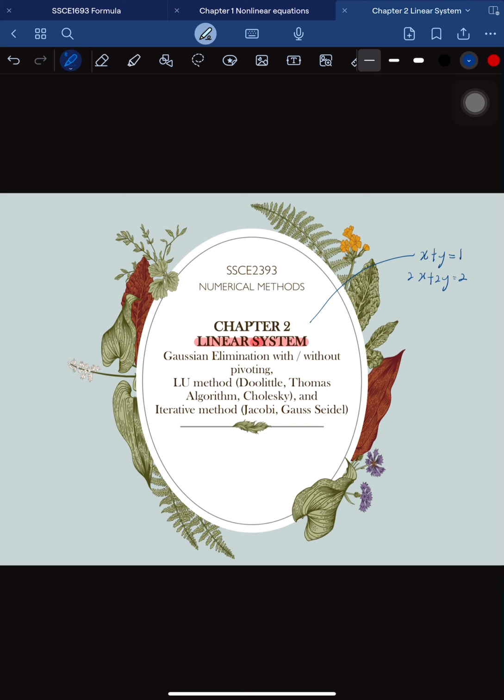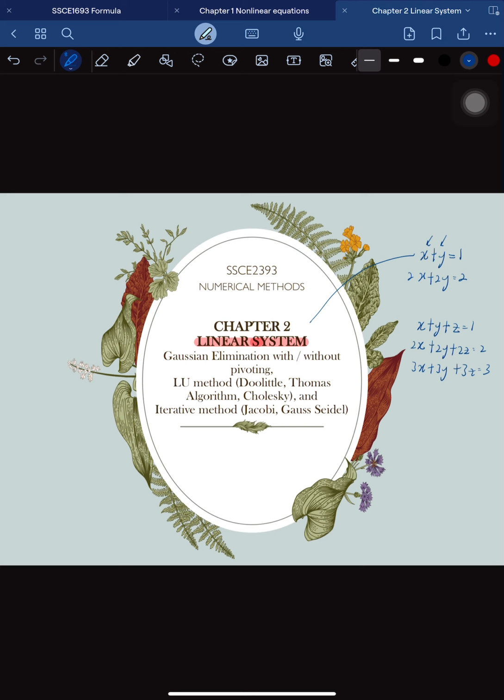But let's say you have variables x, y, and z. So you need three equations. You have to remember: two variables, two equations; three variables, three equations. This is just an example: 2x equal to 2, 3x plus 3y plus 3z equal to 3.